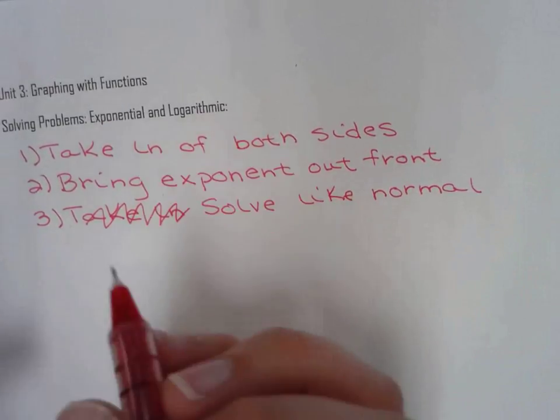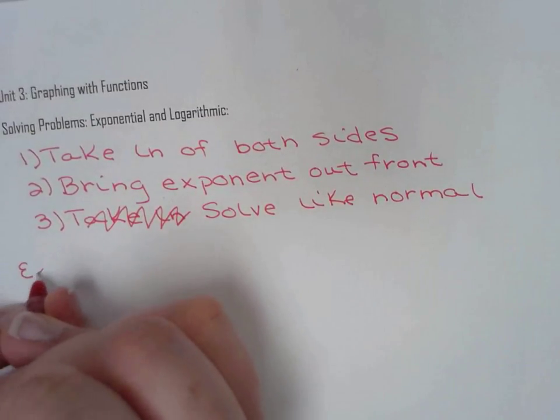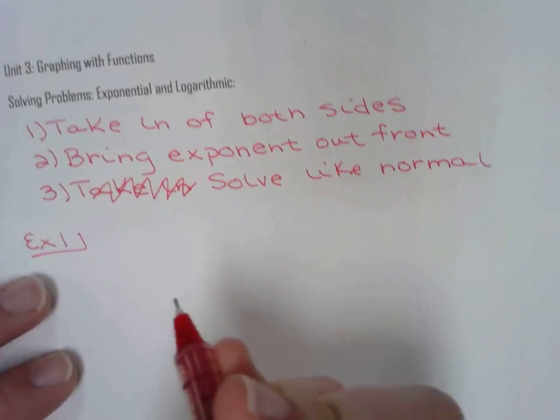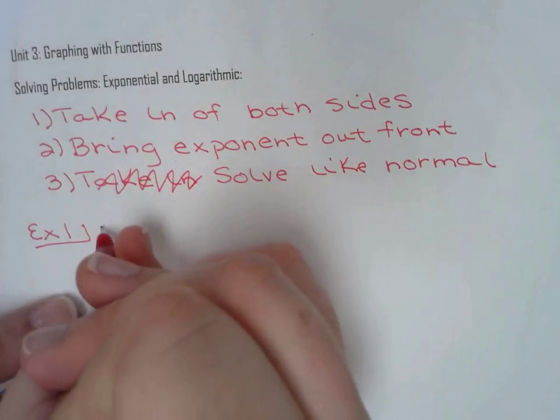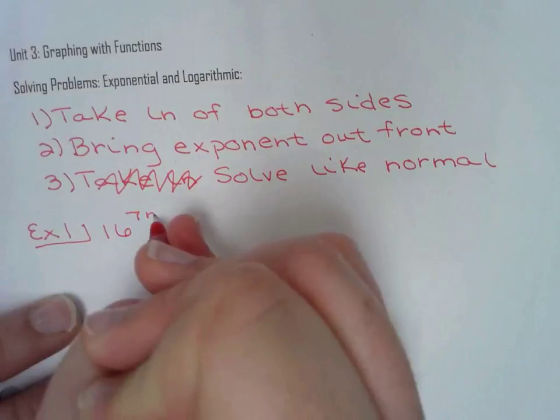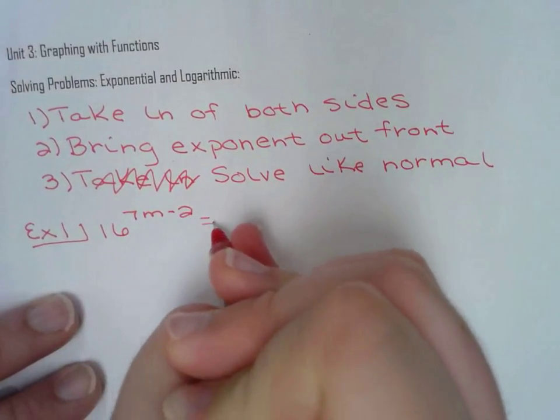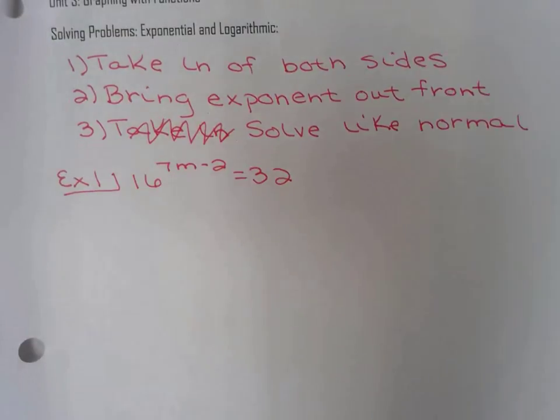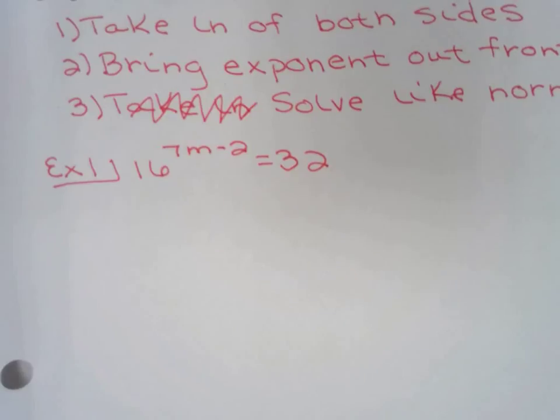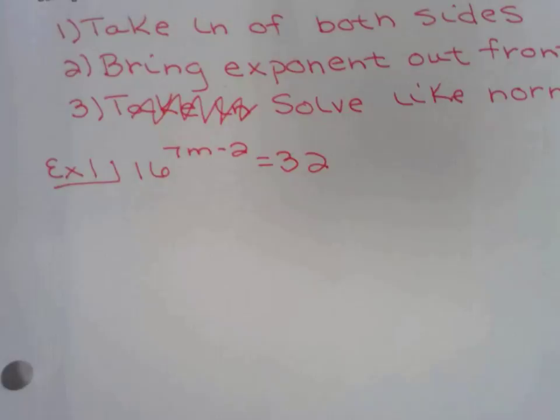So if I look at one like this, we're not doing any other section on this, so you don't need to put more than one day on here. 16 to the 7m minus 12 equals 32. This is an exponential equation because my variable is in the exponent spot. That's how you tell whether it is an exponential equation. Don't stress too much about it.